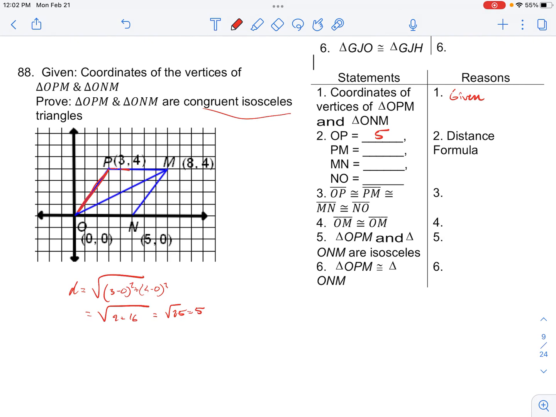PM, there's no change in the y-coordinate of M. It's just the horizontal shift. So this is 5 units to the right.